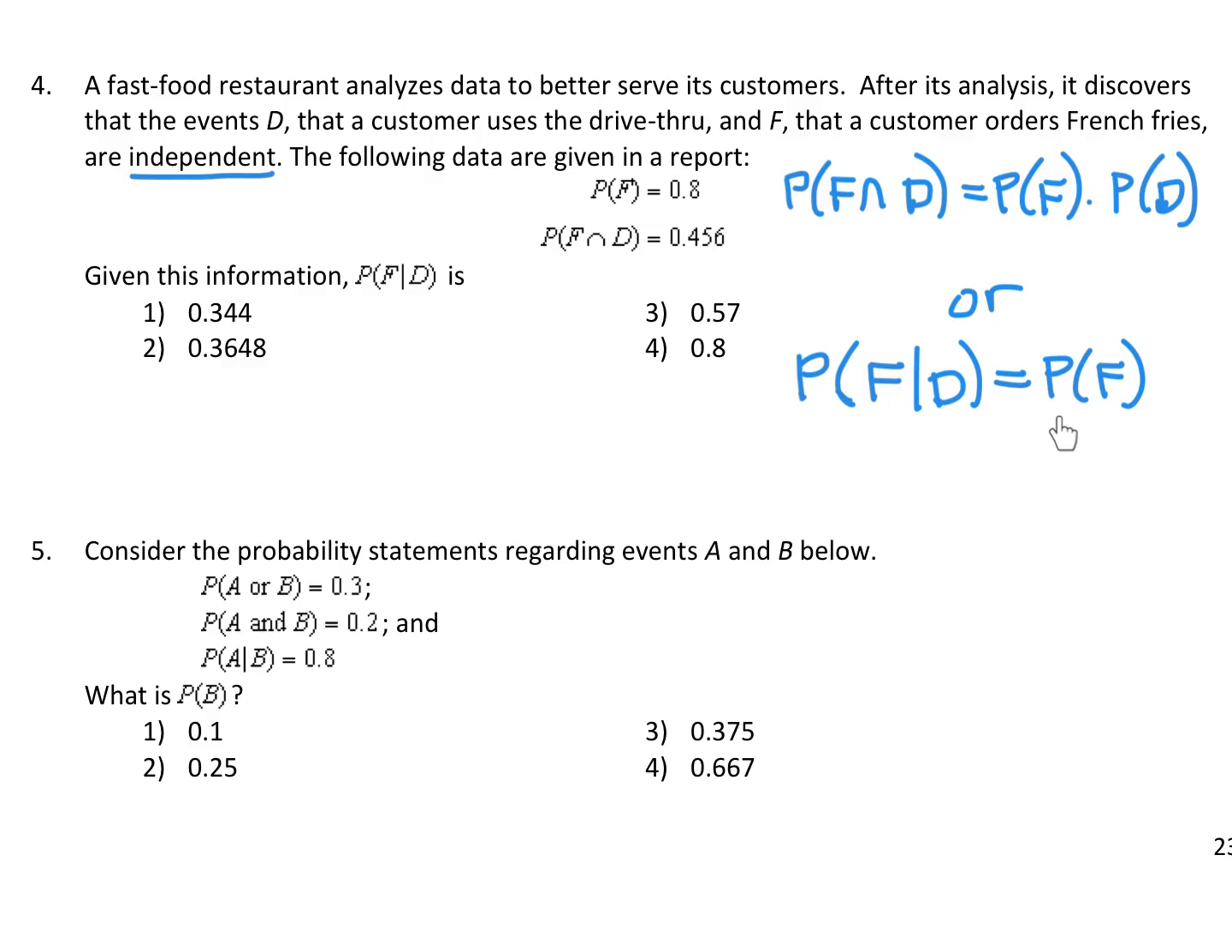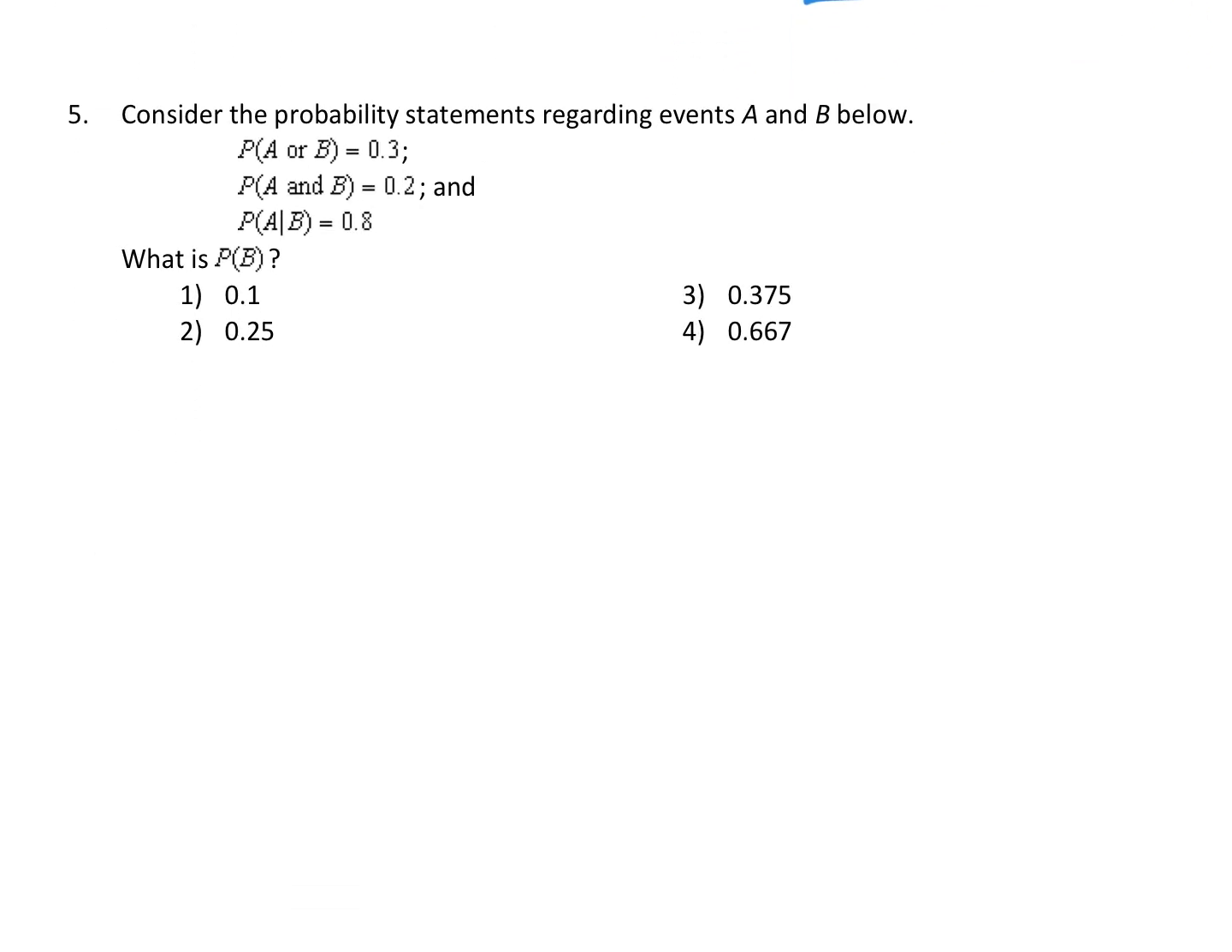Now, by looking at what they want us to find, it says, given this information, the probability of F given D. Well, if that's what they want us to find, I'm guessing we're going to use this second formula right here. So we know that the probability of F given D is equal to the probability of F. So look at that, the probability of F is 0.8. So there's our answer. That one was kind of just straight to the point if you knew the formula.